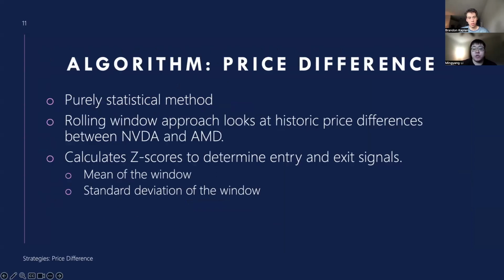Specifically, this is how we implement the price difference model. First of all, we think the price difference algorithm is a purely statistical model, and the rolling window approach looks at the historical price differences between NVIDIA and AMD, and we determine the entry and exit signals by calculating the z-scores, and we also get the mean and the standard deviation of the window.